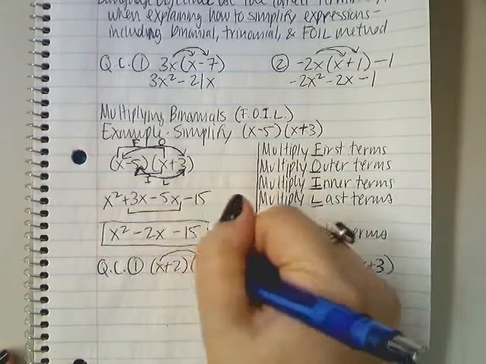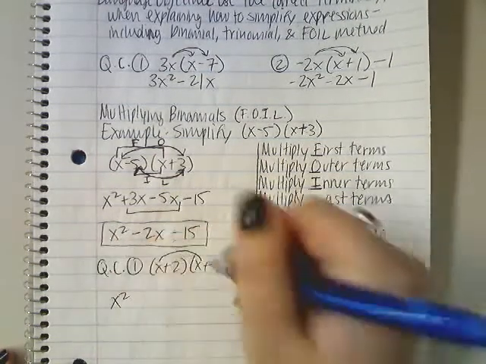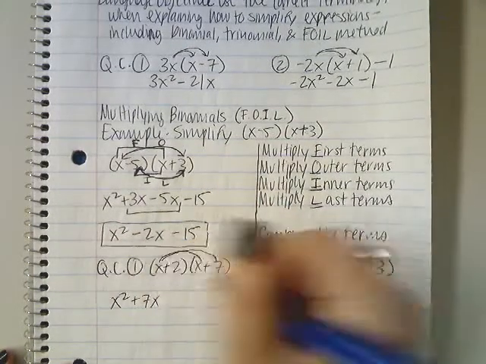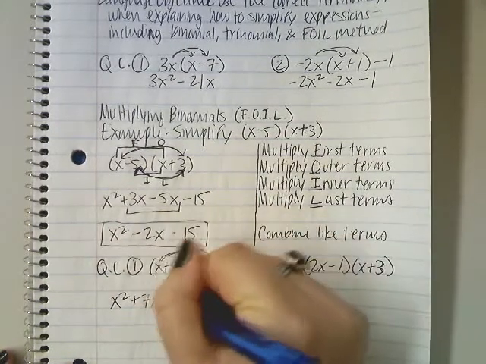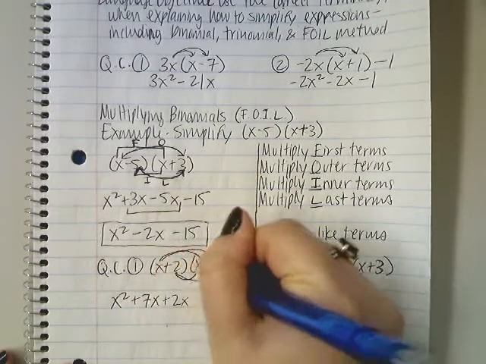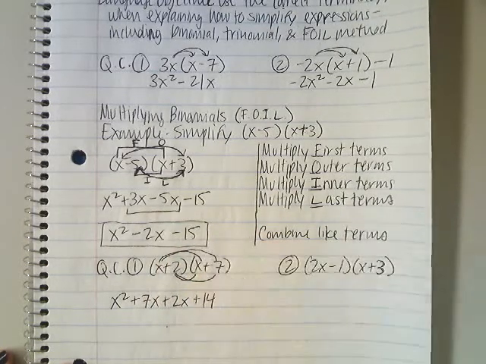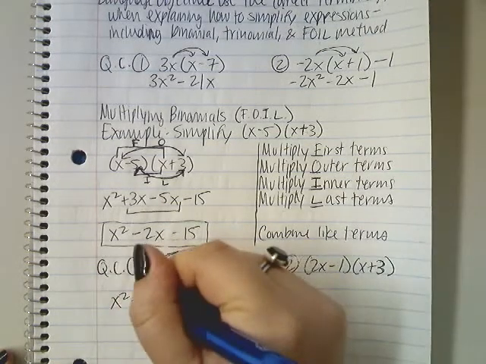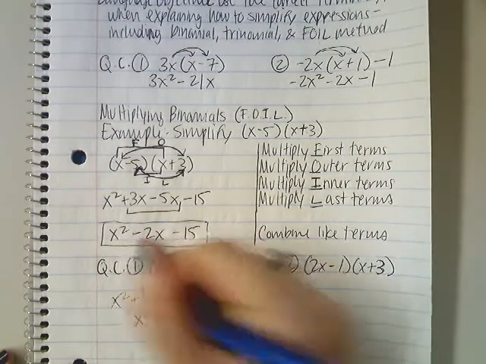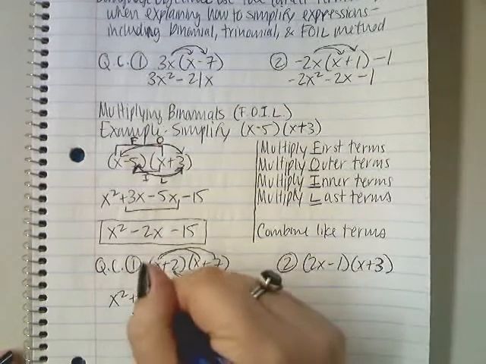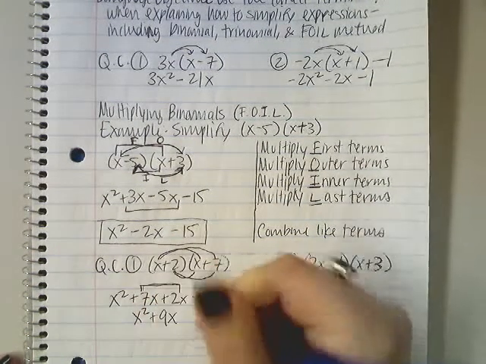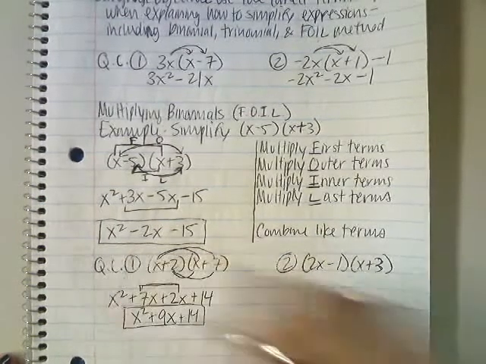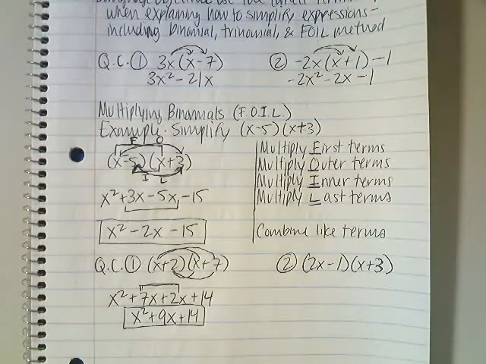So I do my first terms and I get x squared. I do my outer terms and I get plus 7x. I do my inner terms, I get plus 2x. And I do the last terms and I get plus 14. So first, outer, inner, last, and I combine my like terms, which are usually going to be the two middle terms with x, and I get 9x plus 14. And that is my simplified expression for the first one.